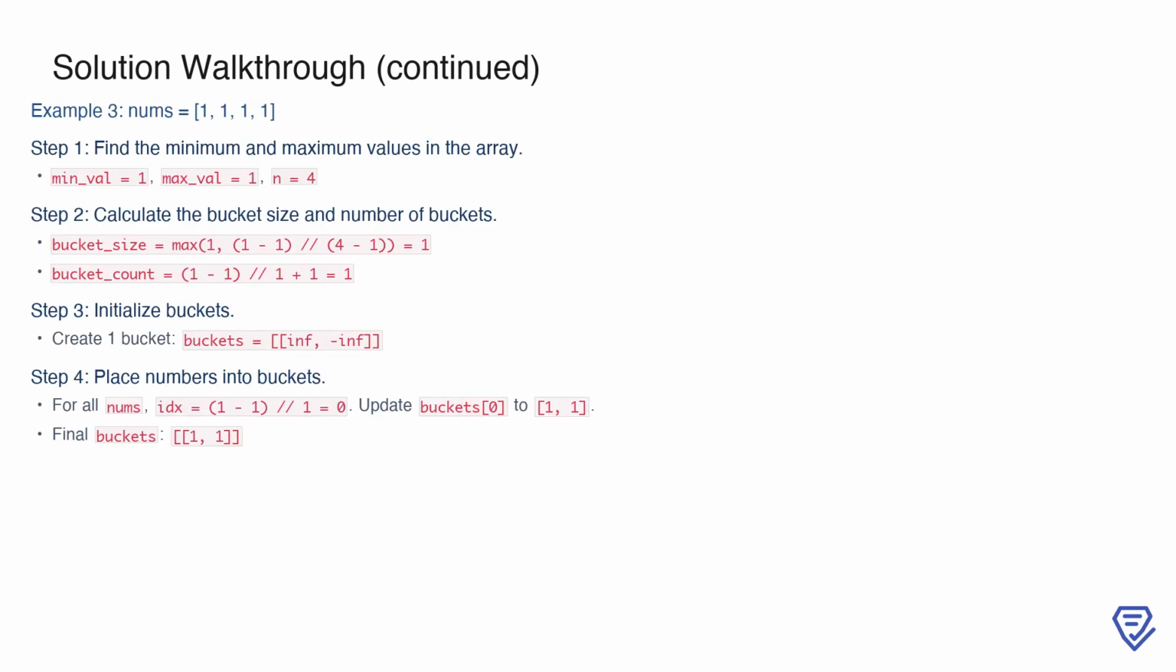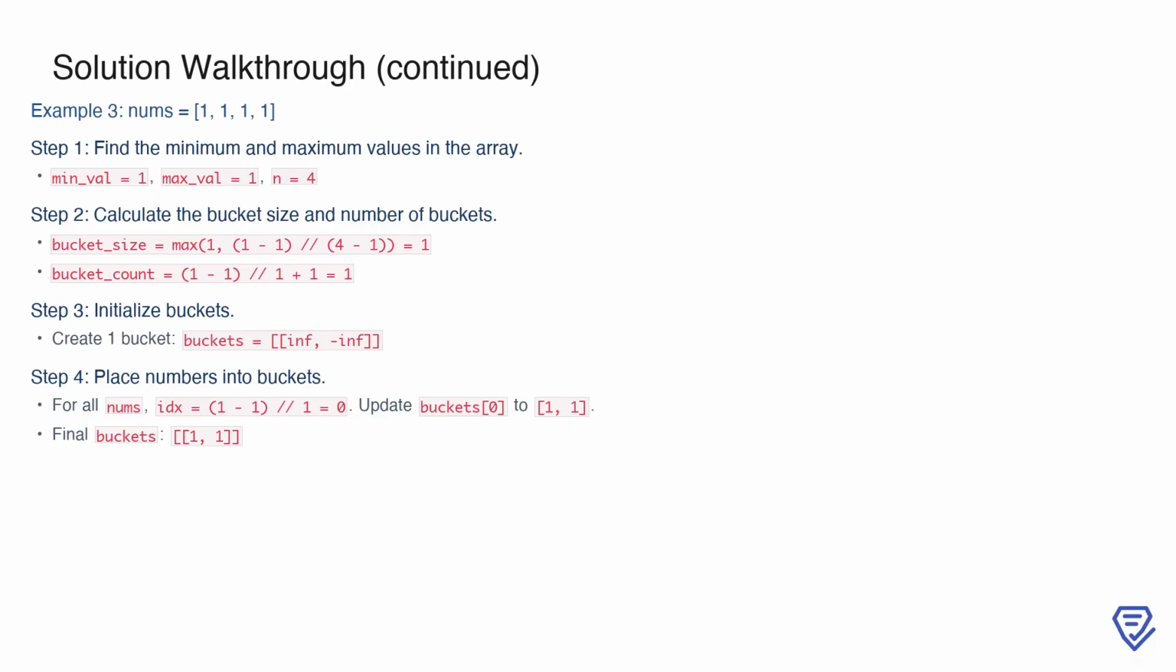In the last example, we examine nums = [1, 1, 1, 1]. Here, the minimum and maximum values are both 1, and the length of the array is 4. The bucket size is calculated as max(1, (1 - 1) // 4), which simplifies to 1. The number of buckets is (1 - 1) // 1 + 1 = 1. We initialize a single bucket as [INF, -INF].